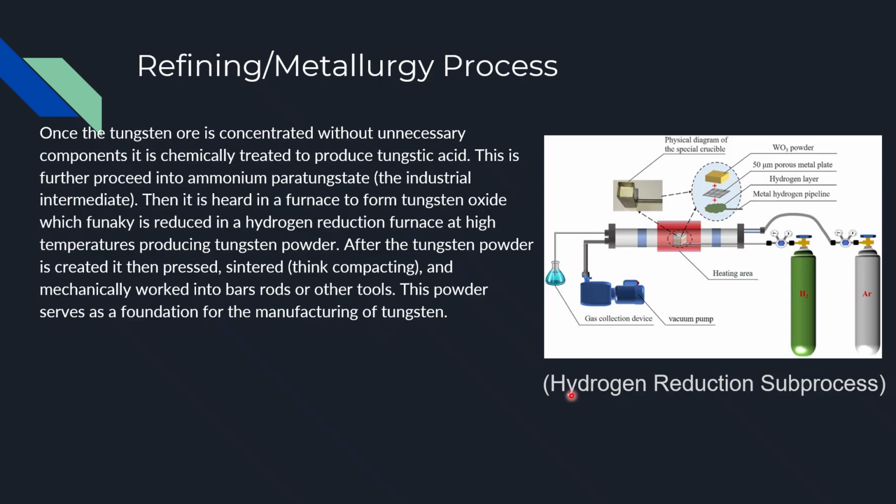Here you can see the hydrogen reduction sub-process. Here you can see your gas collection device, your vacuum pump, your heating area where your material is located, your physical diagram of the special crucible, your WO2 powder, your phosphorus plate, your hydrogen layer, and metal hydrogen pipeline. This overall shows the process where you put in your material and then it reduces the hydrogen in it to allow it to become a more pure substance.